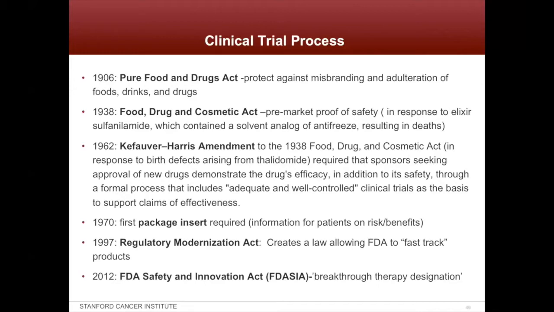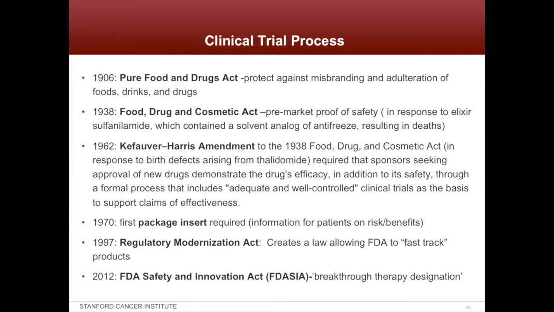It resulted in birth defects. So this whole act was relooked at, and an amendment was instituted that basically required sponsors, who are the people developing the novel agent, to demonstrate safety and to demonstrate efficacy for whatever they are claiming the drug does, and that it should be done using adequate and well-controlled clinical trials. That's where all the phases that you hear about come from when this act was instituted. Also, there was a desire that patients should know what the side effects are of an agent that's on the market. And so the first package insert came about in 1970.